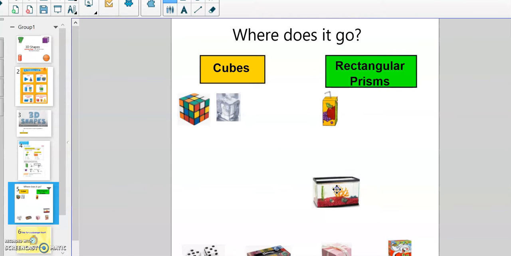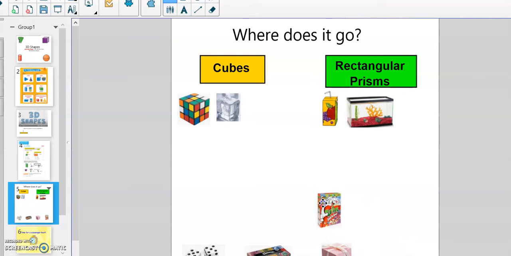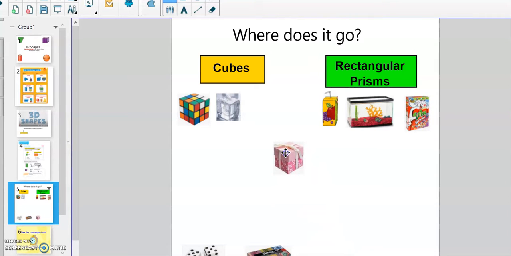This is a fish tank. Where does this one go? This one goes under rectangular prism. Now here's a cereal box. Is that a cube or rectangular prism? Yep, it's a rectangular prism. Now this is a present. Now I'm looking at this face of my present and I think this face is a square. And that means all of these faces are squares. So where should it go, under cube or rectangular prism? It should go under cube.